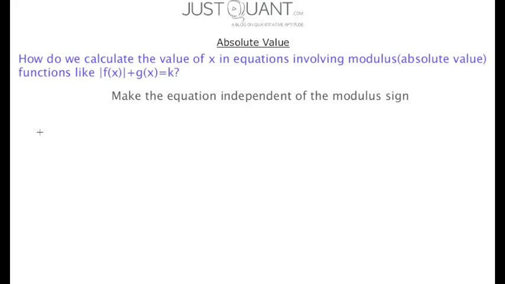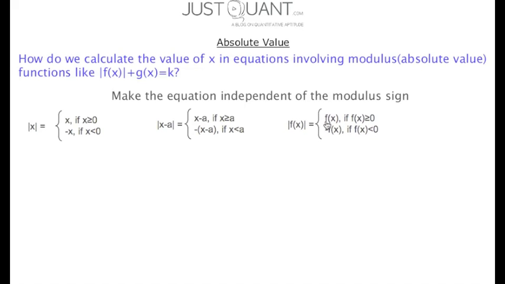Let's first have a look at the definition of the absolute value function. Here, we see that absolute value of x is equal to x when x is greater than or equal to 0, and when x is less than 0, absolute value of x is equal to negative of the negative number x, thus making it positive. Similarly, absolute value of x minus a is equal to x minus a when x is greater than or equal to a. When x is less than a, x minus a is negative, and hence absolute value of x minus a is minus of the negative number x minus a. In general, absolute value of f of x is equal to f of x when f of x is greater than or equal to 0, and when f of x is less than 0, it is minus f of x.